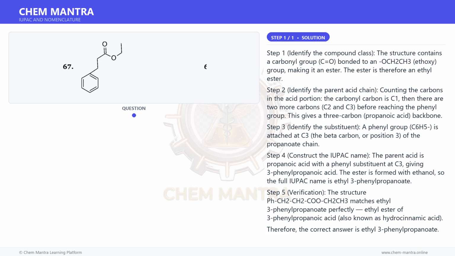The structure contains a carbonyl group, C=O, bonded to an OCH2CH3, ethoxy, group, making it an ester. The ester is therefore an ethyl ester.